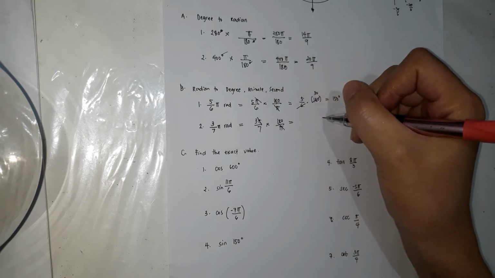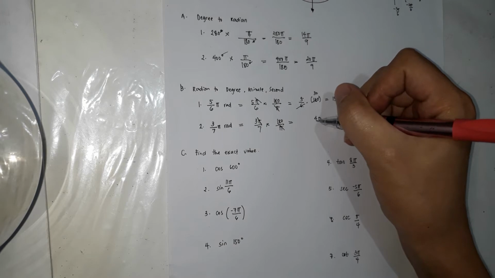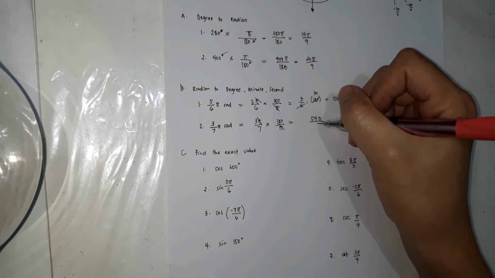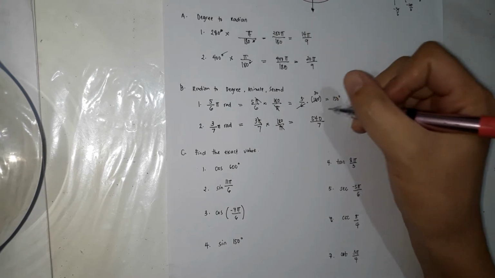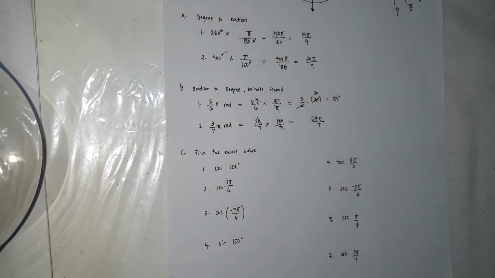3 times 180, that's 0. 4 carry 2, 540 over 7. So 540 over 7 cannot be simplified already, so that's the answer.